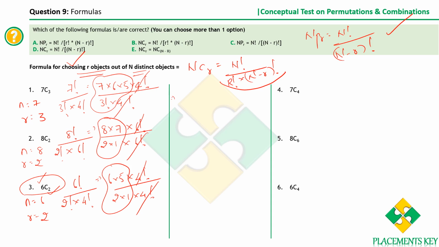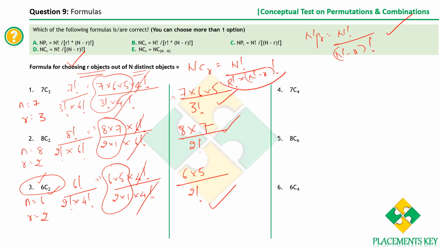What is 7C3? What is happening? So first, just as in a permutation-based calculation, we'll first write 3 numbers starting from 7. So 7 into 6 into 5. In the denominator we have the base factorial, that is 3 factorial. Is it clear? Similarly, if it is 8C2, just like in a permutation calculation, we write 2 numbers starting from 8, 8 into 7, and then in the denominator we write 2 factorial. Similarly, if it is 6C2, we first write 2 numbers starting from 6, that is 6 into 5 divided by, in the denominator, 2 factorial.